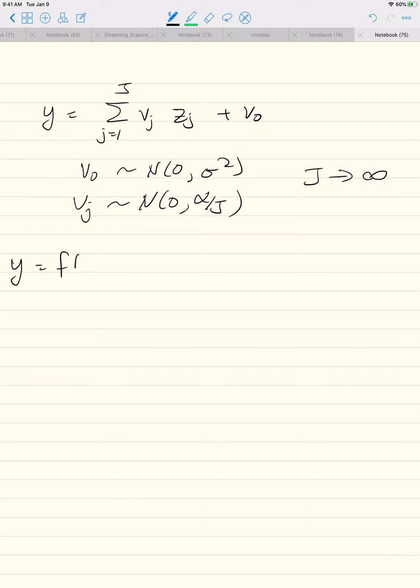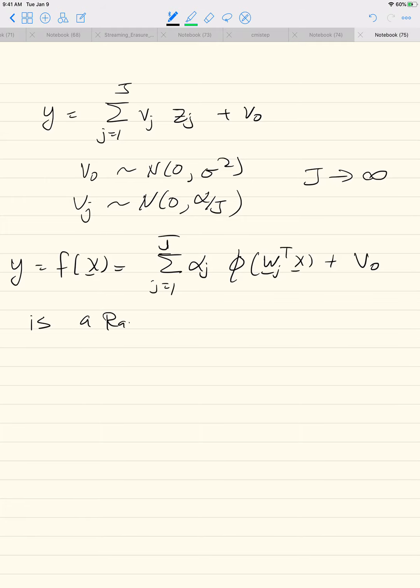So our output y, which is f of x, can be written as the summation of j going from 1 to J, Vj phi of Wj transpose x, plus V0. And this turns out to be a random process for any given x, since the variables Vj and Wj are random.